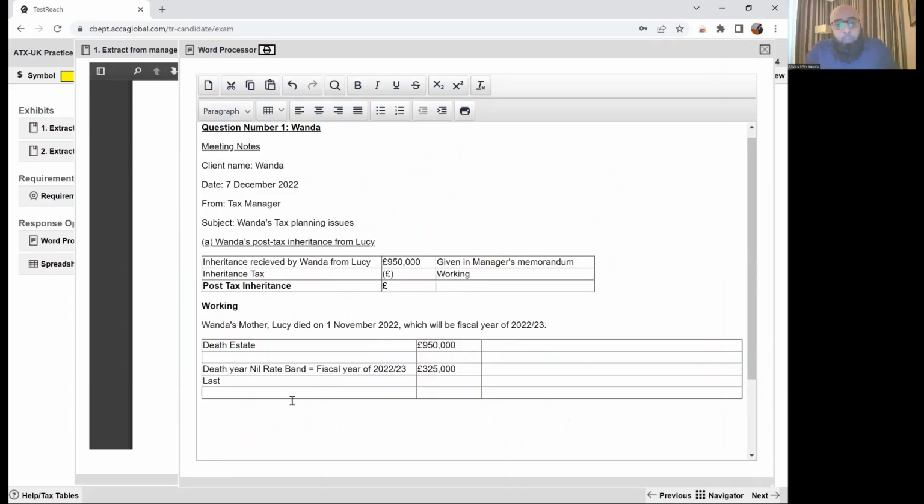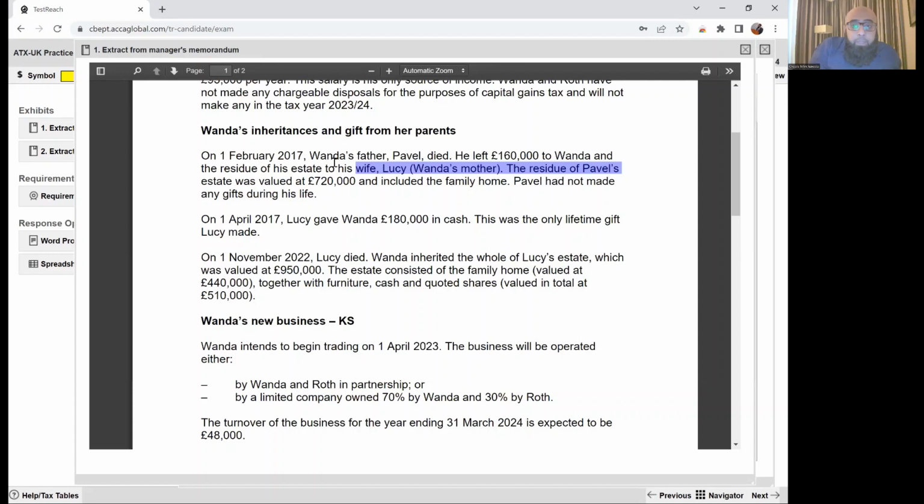Okay, now, before deducting last 7 years chargeable transfers, I will add the nil rate band transferred from Pavel. Now, what is the nil rate band transferred from Pavel? Listen to me. Pavel died in February 2017, if I'm not wrong. Yes, he died in February 2017. He left 160,000 to Vanda, which must be chargeable, and the rest of the estate to his wife, Lucy. Listen to me with patience. Believe me, things will get clear.